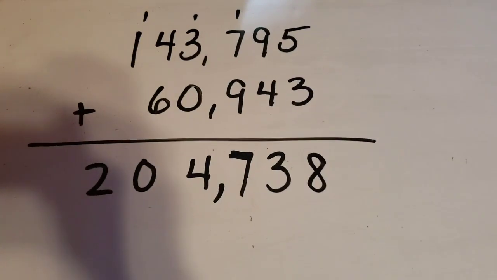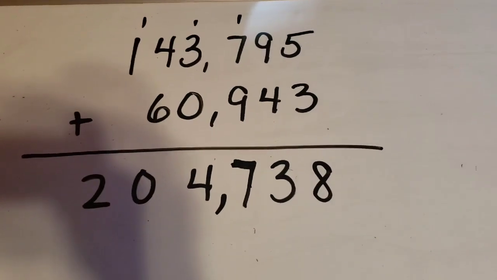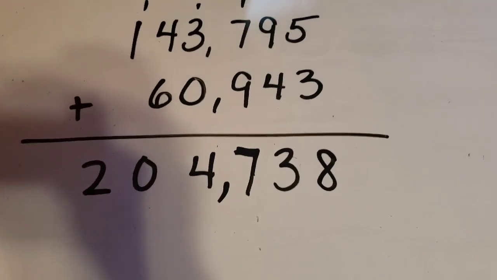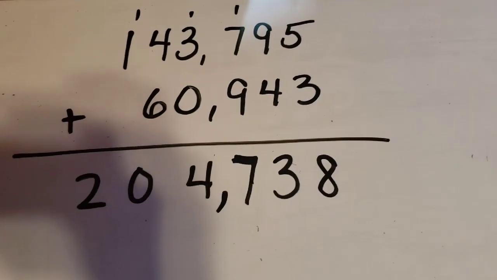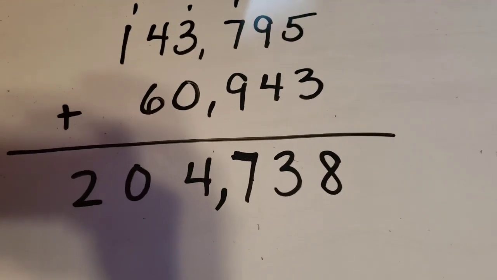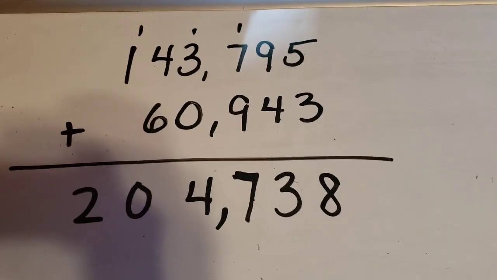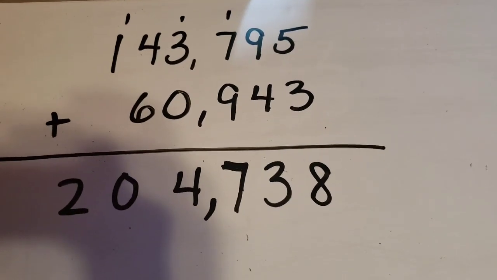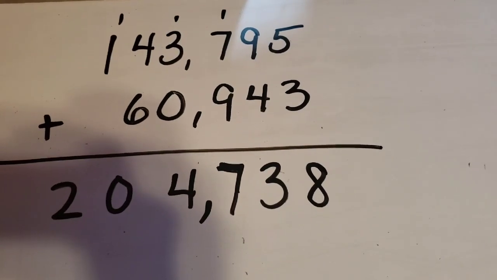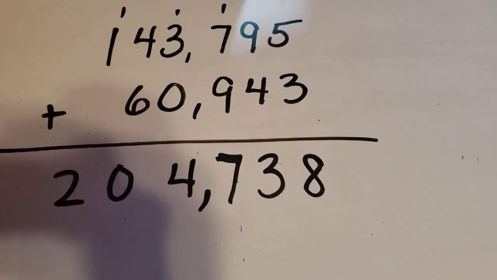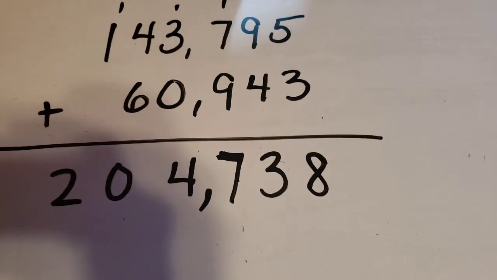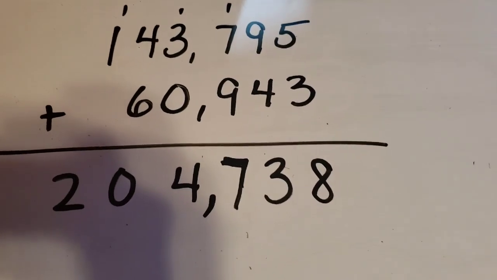So today I'm going to leave you with this. I have added this problem, 143,795 plus 60,943. In the comments, can you show me one way that I can check if my answer is correct, if my answer is reasonable? So again, in the comments, show me one way that I can check to see if my addition work is correct.